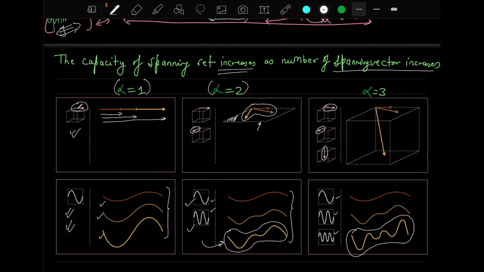So this shows you that by increasing the spanning set of the vectors, you can increase the complexity and generalize to more vectors. More vectors can be formulated by using combinations of these basis vectors.